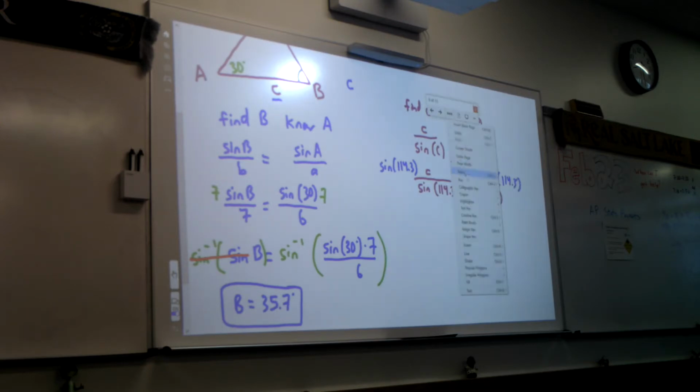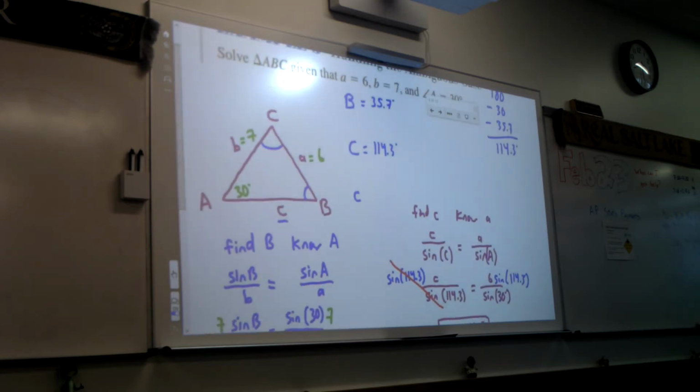Awesome. Those are going to cancel each other out, leaving just C on the left. And someone shout out, what did you get for C? Say that louder? 10.9. Can I get someone to confirm it? Yep. All right. There we go. 10.9.